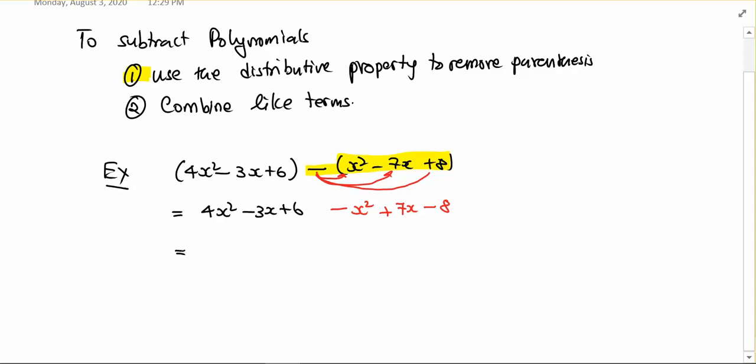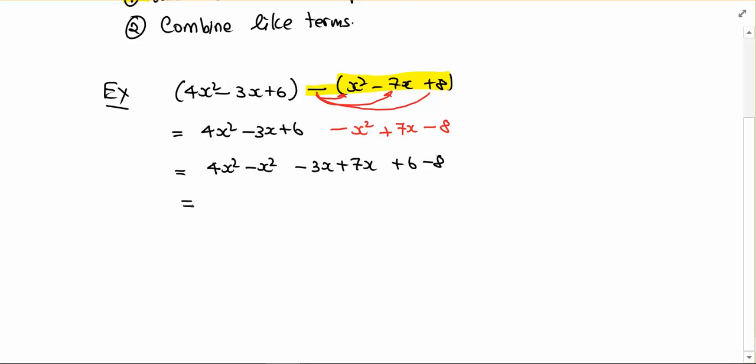So now it's a matter of moving things around if you want to, or putting them in columns if you want to, and combining the like terms. I'm just going to move things around so that we can see the like terms next to each other. 4 minus 1, that's 3x squared, minus 3 plus 7, that's plus 4x, 6 minus 8 is minus 2, and that's it. That's how you subtract polynomials.